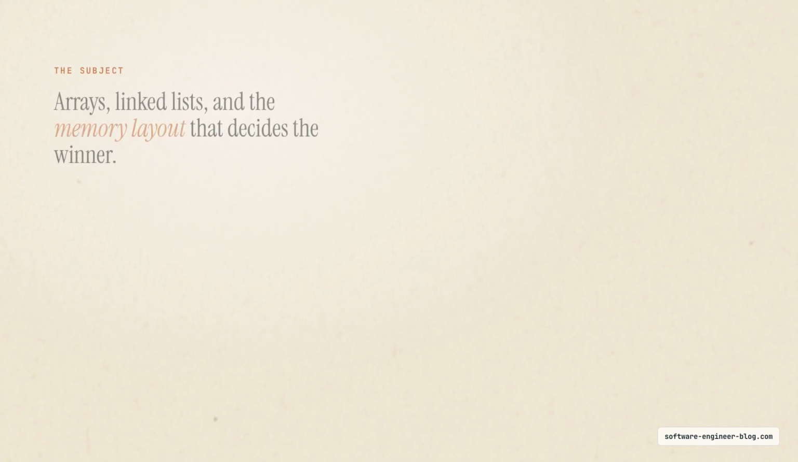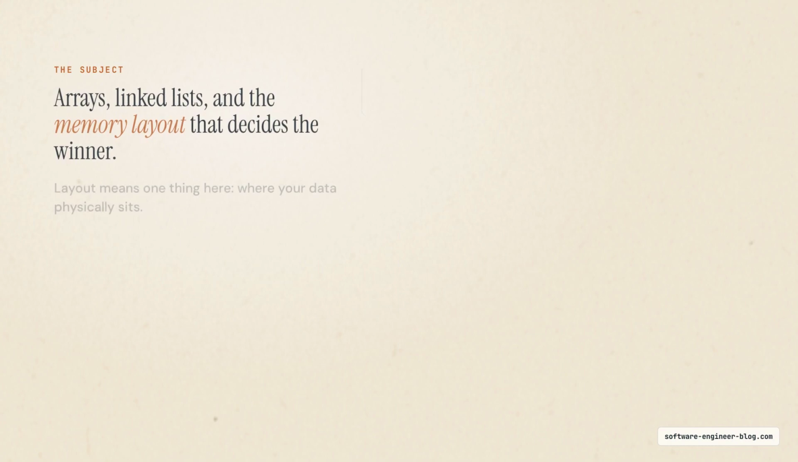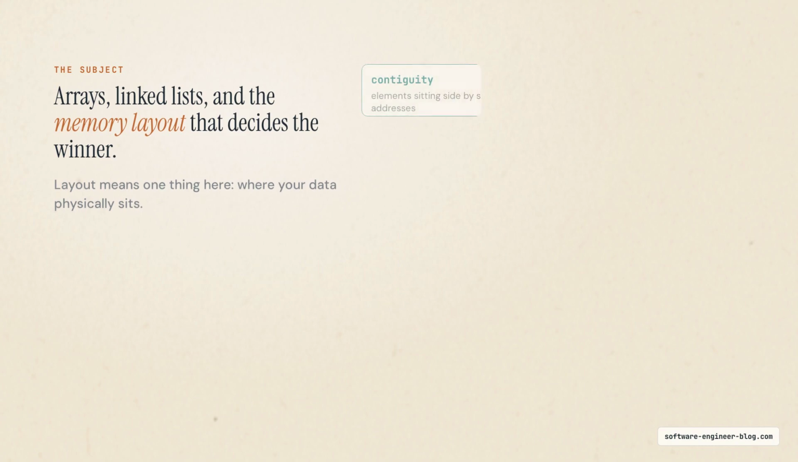So, let us name the subject. This unit is about arrays, linked lists, and the memory layout that decides which one actually wins. Layout means one thing here, where your data physically sits in memory. 4 ideas explain the whole gap.